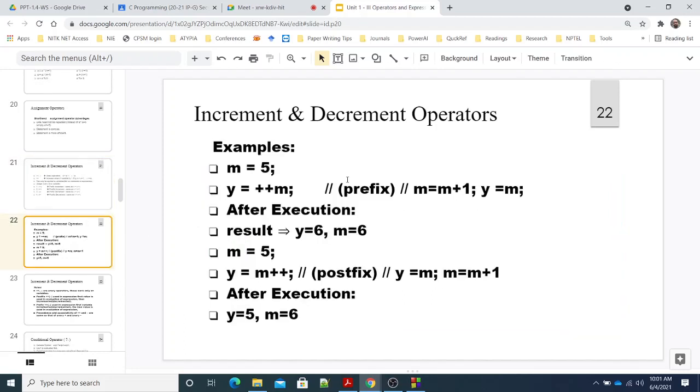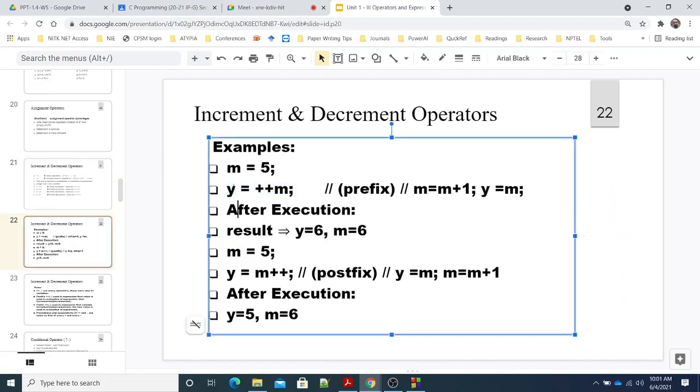Now here we have a different form. LHS we have, RHS we have. Now the equivalent statement for this is: m equal to m plus 1 happens first. That means the RHS is computed, the value of the variable is incremented by 1. That means m becomes 6, and 6 is assigned to y. So this single statement I can split and write as m is equal to m plus 1 followed by y is equal to m.